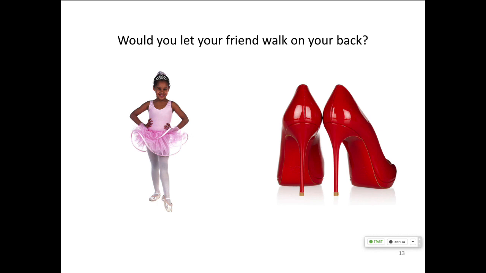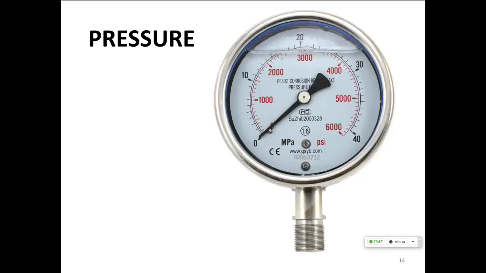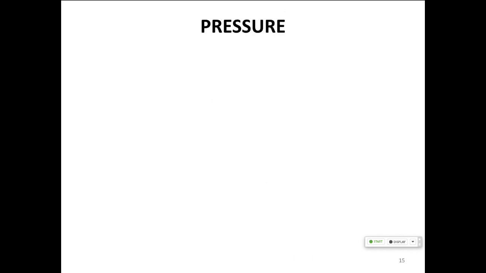So even if this little girl puts on these shoes and steps on you, it's gonna hurt more. She hasn't changed weight, but the surface area that's in contact with you is going to change, okay? So pressure is a valuable tool for understanding things because it's more than just force. It tells you how the force is distributed, all right? Somebody told me this is the wrong gauge, so we're gonna pretend that didn't happen.